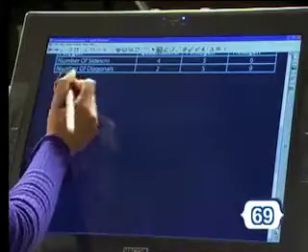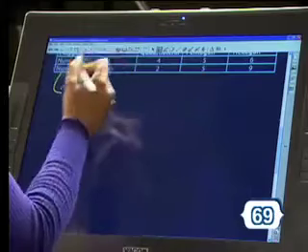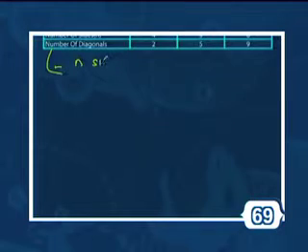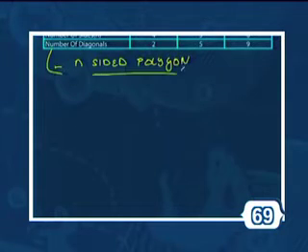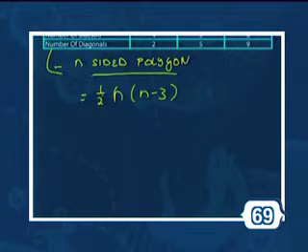Guys, it is possible to work out the number of diagonals that a polygon will have using the following formula. Your number of diagonals is equal to, and this is for any n-sided polygon, a half times n minus 3, where n represents the sides of your polygon.